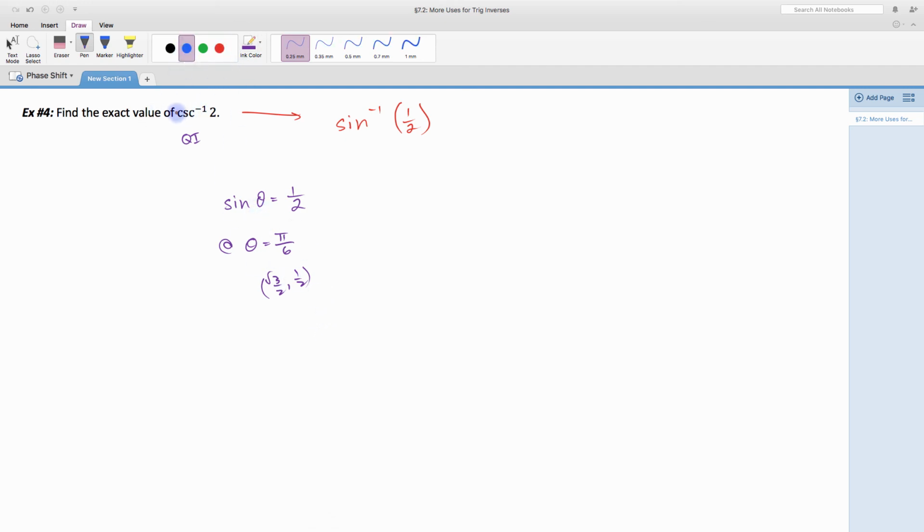So we want to rewrite this saying cosecant, right? So the inverse cosecant of 2 is this angle here, pi over 6. So this is our solution.